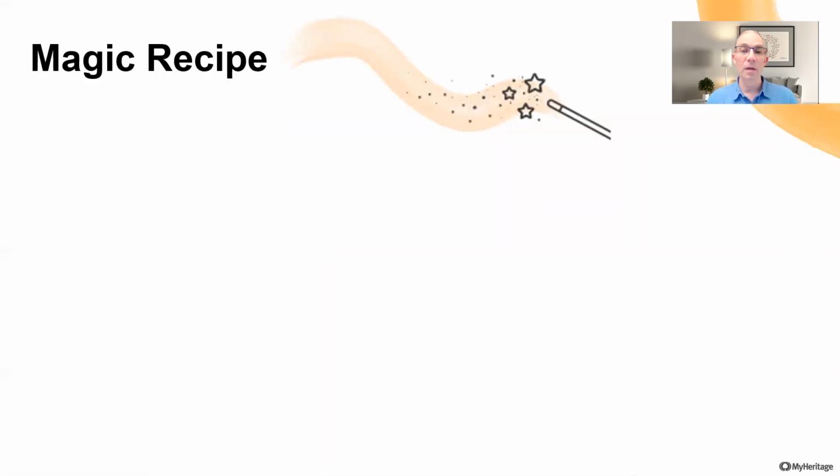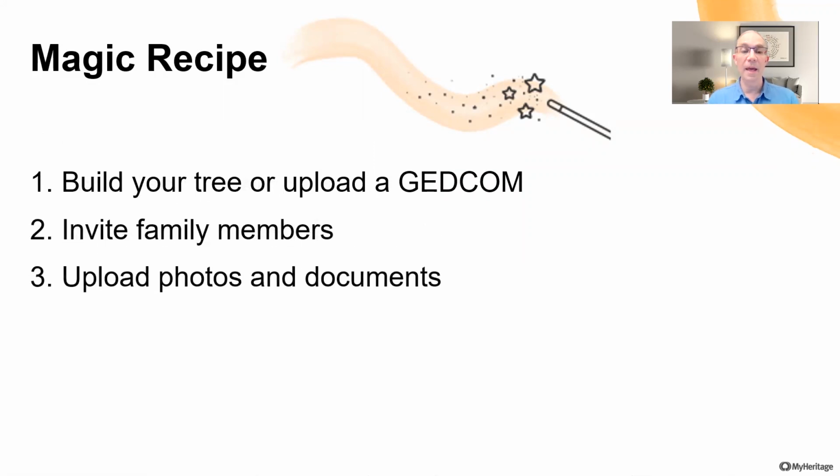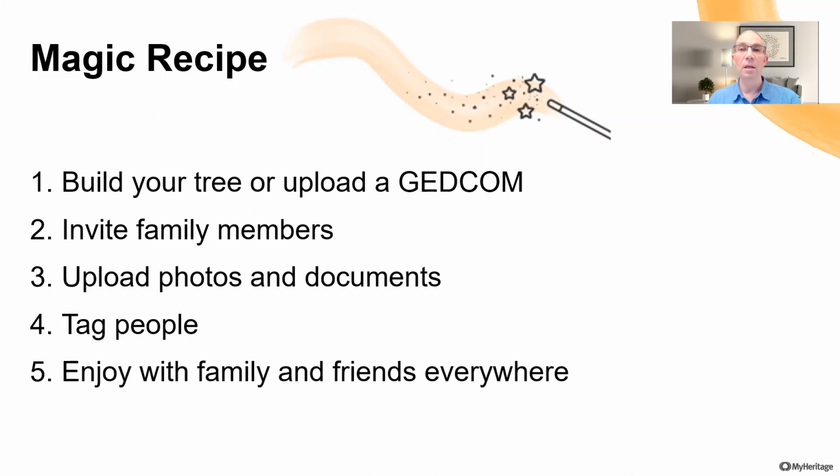The magic recipe: first, build your tree or just bring a GEDCOM from another place. Invite family members, and then upload photos and documents. Now, tag those individuals from your family tree. Those who are members of your website will receive a notification that you have tagged them in a photo. This will encourage them to come, view, and collaborate with you. And finally, enjoy with family and friends everywhere.